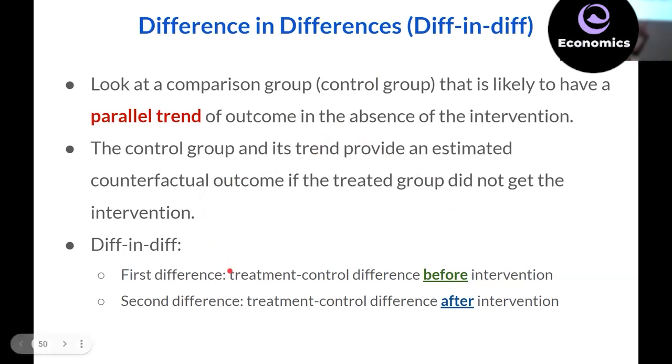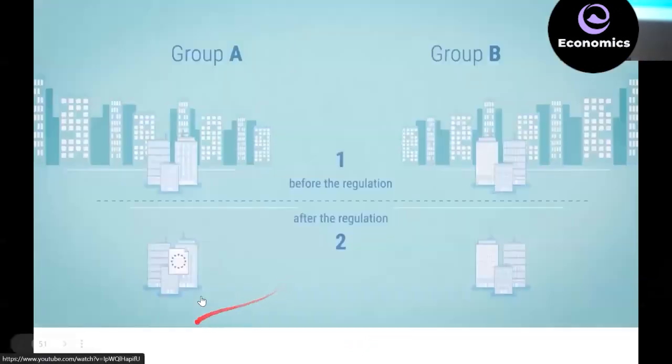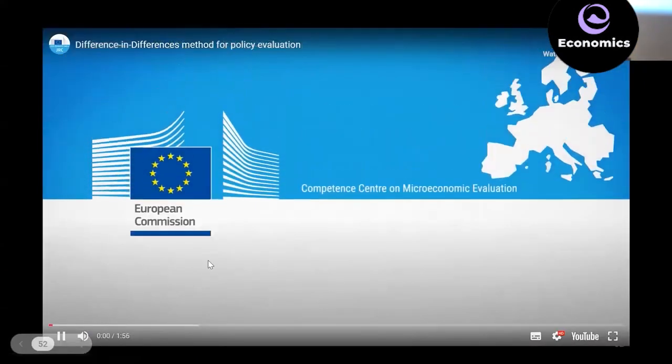The first difference is the treatment-control difference before the intervention. Intervention could be, I don't know, some training program, all kinds of things that you are interested in your research question. The second difference is the treatment-control difference after the intervention. And then we take the difference of these two differences. The first difference helps us to get the counterfactual of the treatment if they didn't have the intervention. And this is a slide, a video illustrating the idea.